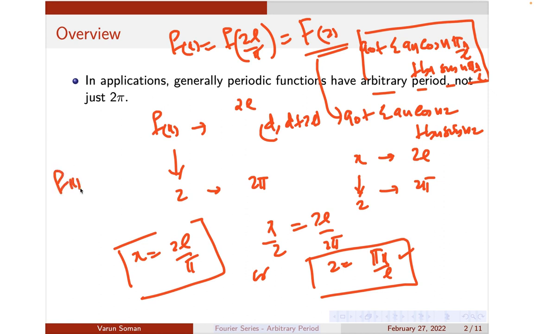So I'll take this f of x. Now f of x could be written as f of zL by pi. This is a function of z, so I'll write this as some capital F of z. Now this function of z has period 2 pi, so it has a Fourier series expansion of the form a naught plus sigma a n cos n z plus b n sin n z. In this expansion I'll give back the value of z, which is pi x by L, so it becomes a naught plus sigma a n cos n pi x by L plus b n sin n pi x by L. That is the formula of a general periodic function.